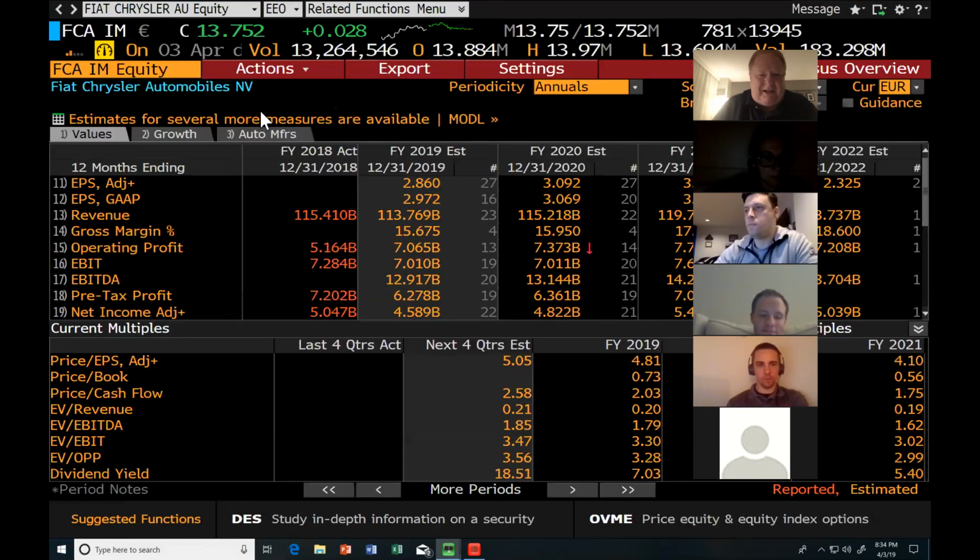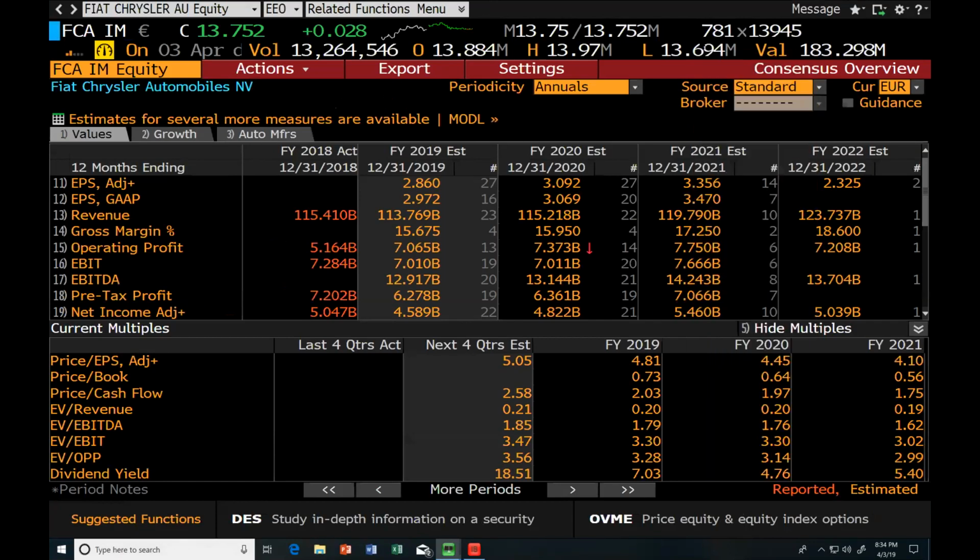If we were doing the PEs for these companies, the first thing we would do is take the second forward year, so 1, 2. It doesn't matter that these are in euros, because we're going to do ratios. For Fiat Chrysler, net income is 48.22. We use adjusted net income in the second forward year, so 48.22.